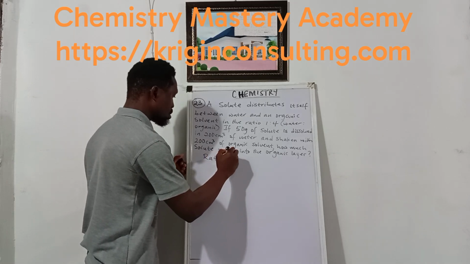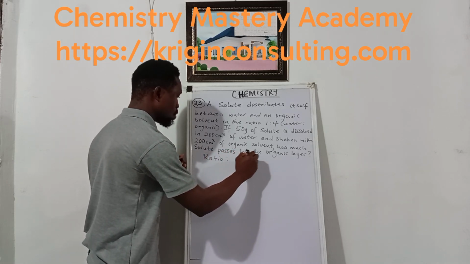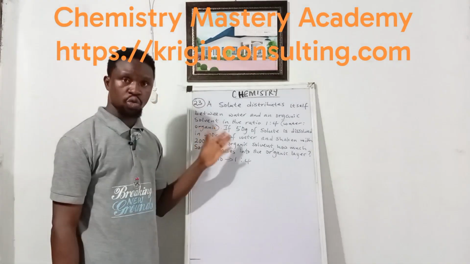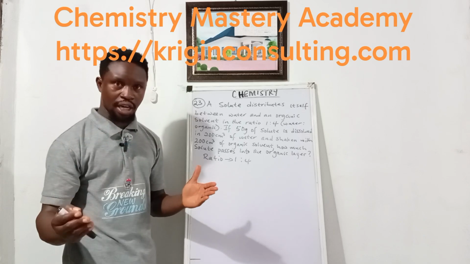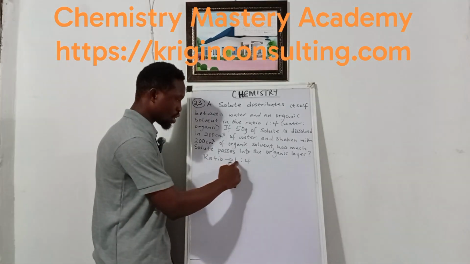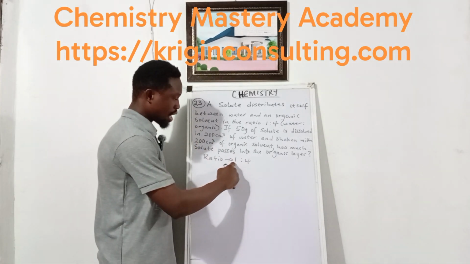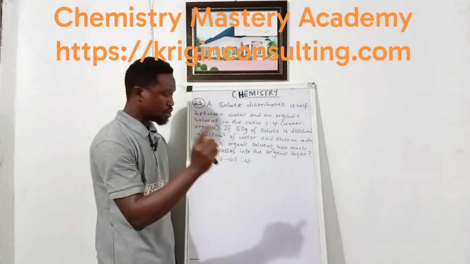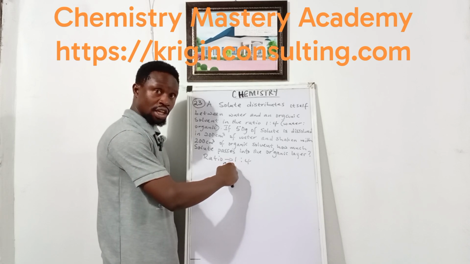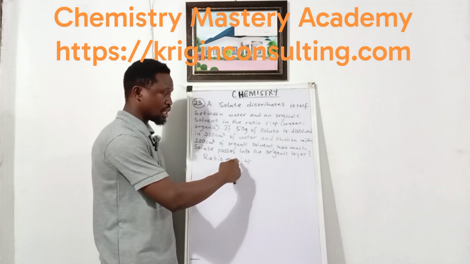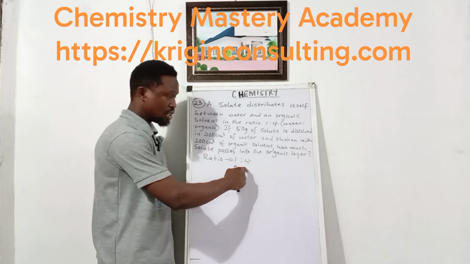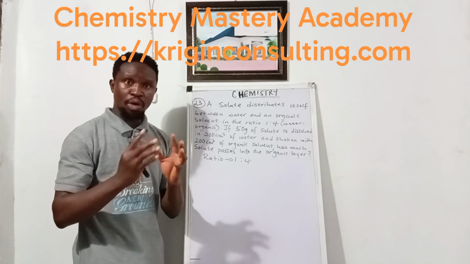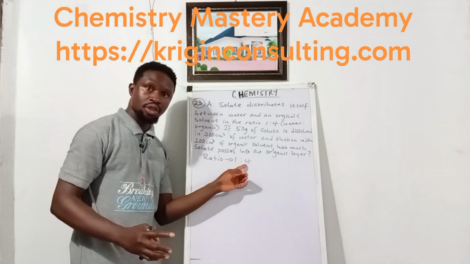The ratio is 1 to 4. That is the ratio at which it will dissolve in these two solvents, water and organic solvents. Now, the ratio is 1 to 4. That means water to organic solvent. So the ratio at which it will dissolve in water is 1, and the ratio at which it will dissolve in organic solvent is 4. Now, how do we get how much of it will dissolve in water and how much of it will dissolve in organic solvent?